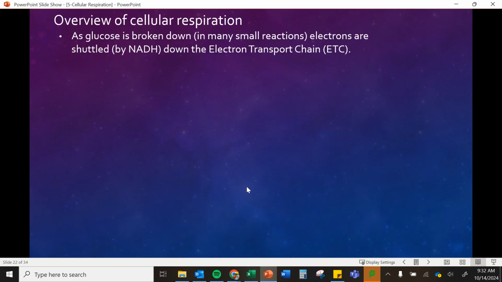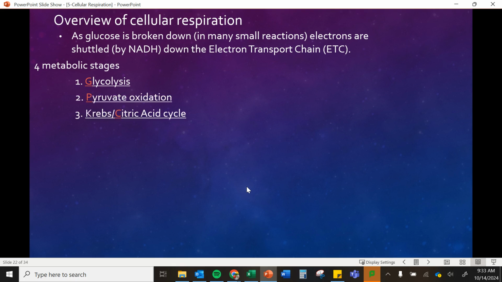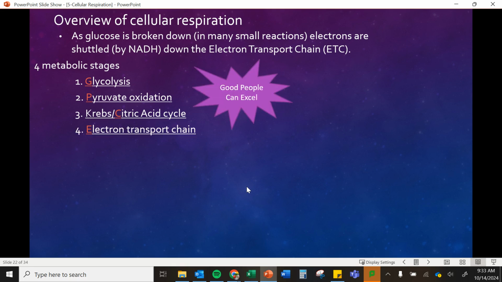Okay, so our overview is that we are taking a glucose molecule, and over the course of many small reactions, we are breaking down that glucose. And those electrons from the breakdown of that glucose are shuttled by NADH down the electron transport chain. Okay, there are 4 stages: glycolysis, pyruvate oxidation, the Krebs cycle, also called the citric acid cycle, and then the electron transport chain. Okay, you can remember these by the acronym Good People Can Excel.